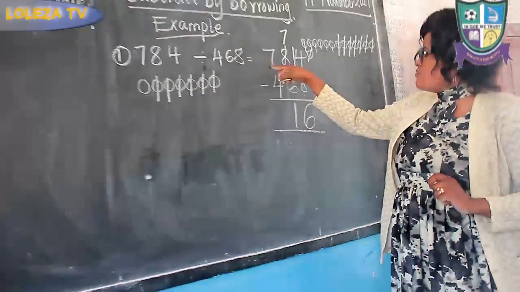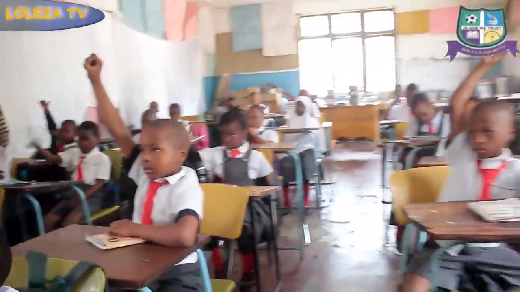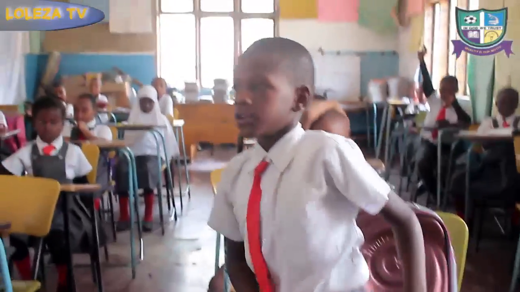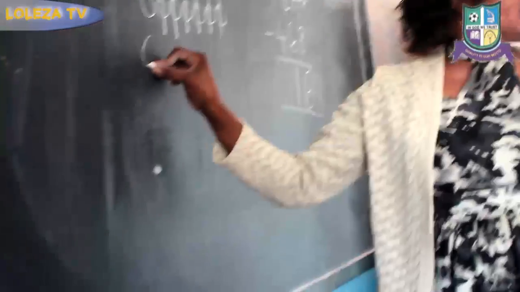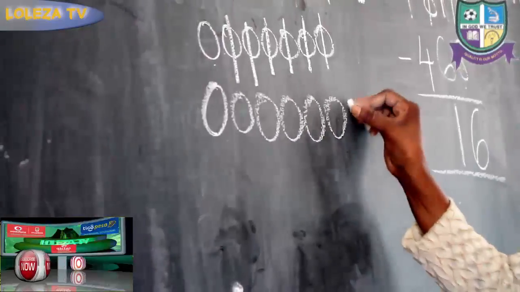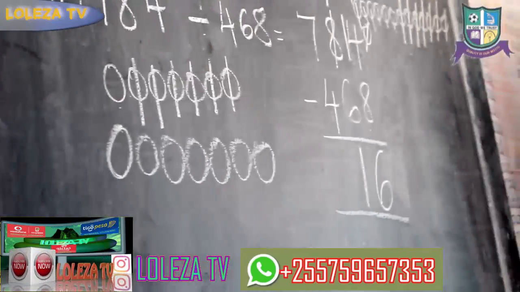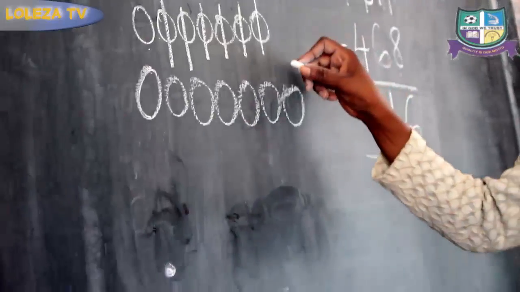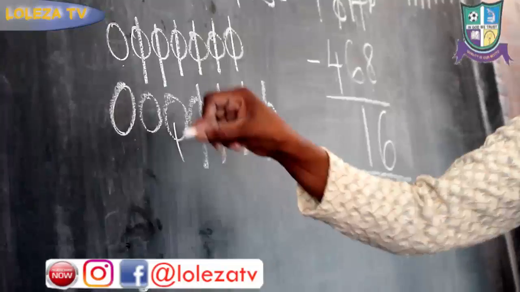After that, we have 7 minus 4. 7 minus 4. What are we going to do? Jacob. You draw 7 balls. Let us count together. 1, 2, 3, 4, 5, 6, 7. After drawing 7 balls, next, what are we going to do? 4 balls. You cut 4 balls. Let us count four balls together. 1, 2, 3, 4. Now count the remaining balls. 1, 2, 3.